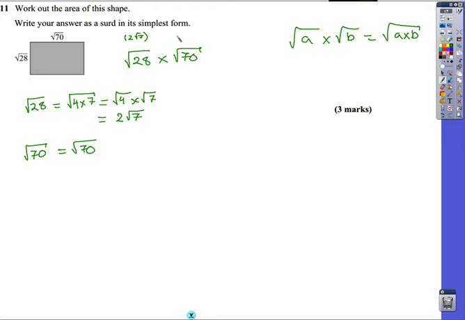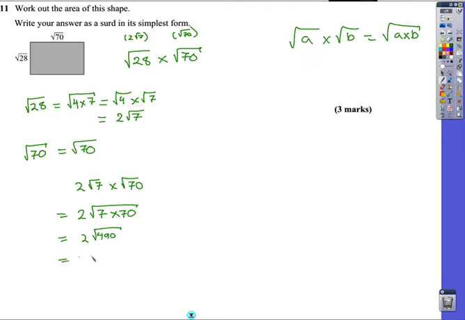Now, back to our calculation. So we have to do root 28 times root 70, so we need to multiply these two. So 2 root 7 times root 70, and that's just going to be 2 root 7 times 70. So remember, we need to multiply these square roots, and that's root, well, 7 times 7 is 49, 7 times 70 is going to be 490.